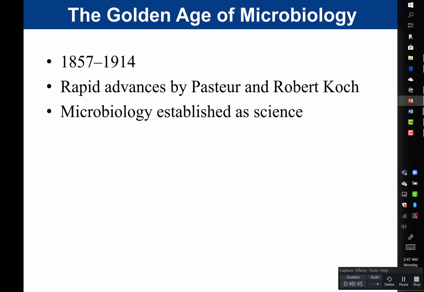So between 1857 and 1914, this was considered the golden age of microbiology. And so there were rapid advances in the field by both Pasteur and another scientist by the name of Robert Koch. Now that last name, Koch, can be pronounced a variety of ways. Some people will say Cook, some people will call it Koch, some people will call it Coke. It just depends on who you're talking to. There's not necessarily a right or wrong way. That name could be pronounced any of three ways.